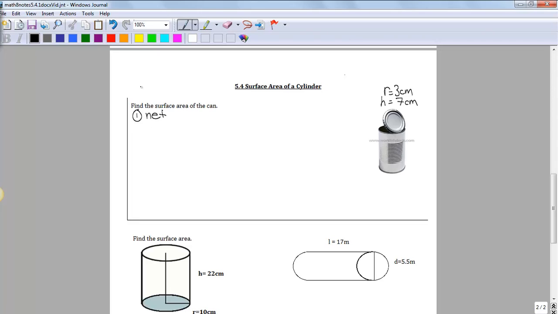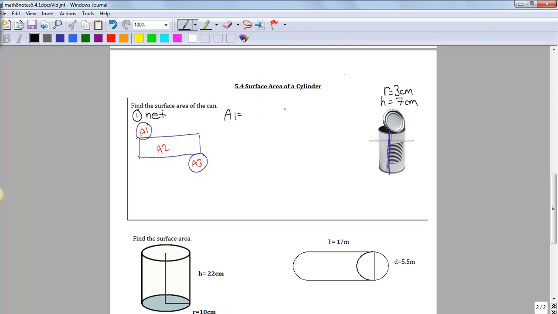Remember, how it works is that you've got the lid and the bottom. Then think about the label of a can. If you were to open that up, you get one big rectangle, like that. So there's your net. Now you have to find each of those areas, A1, A2, A3, and add them all together. Okay, so let's do it.